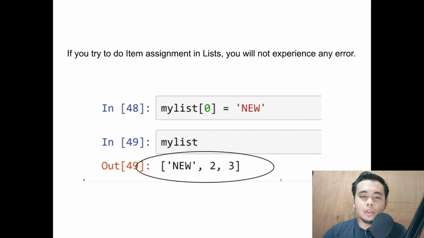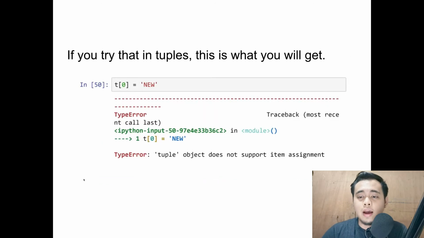Now let's talk about the main difference between lists and tuples. We have here the immutability of tuples. If you try to do item assignment in a list, just like in this example, where I say my list index 0 is equal to new, you will not experience any error because item assignment is supported by the list. But if you try to do the same thing with tuples, you will have an error. If you want to diagnose the problem, always read the part in the type error at the bottom. You can see that it says tuple object does not support item assignment. That means you cannot do item assignment in tuples. So basically, that's the main difference between tuples and lists.